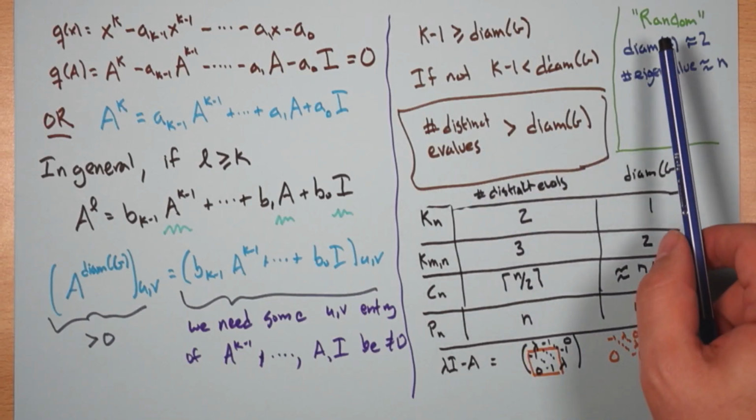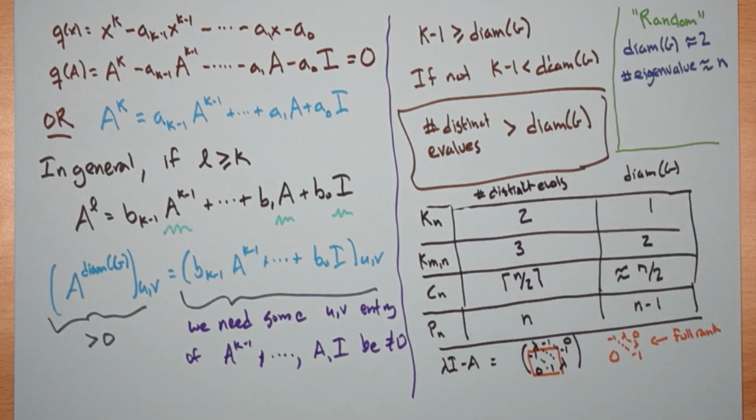And most graphs are random. And again, what does that mean? Well, that's a discussion for another day. But all right, there we go. So cool, we have a nice relationship here.